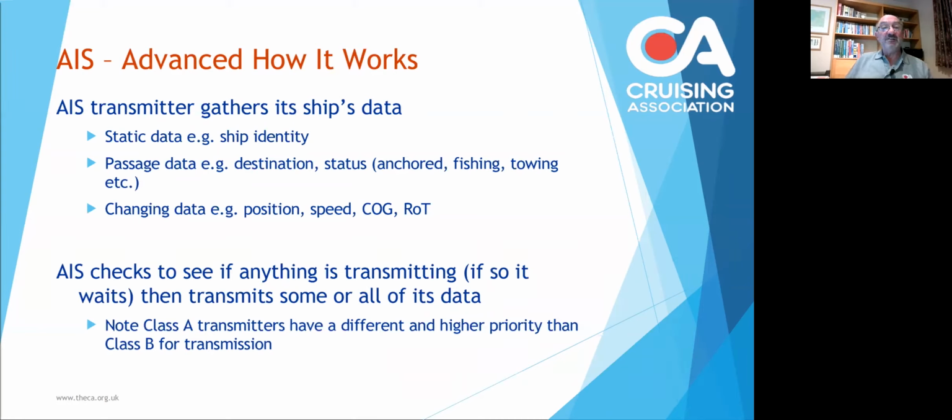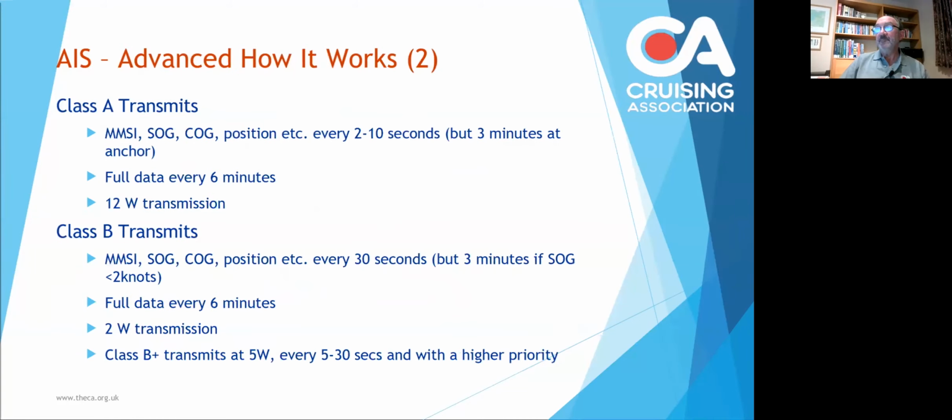Note here that Class A transmitters have a higher priority than Class B for transmitting. So Class A transmits the changing information, which is the speed over ground, course over ground, position, etc., between every 2 and 10 seconds. But it only does it every 3 minutes if it's at anchor. And it sends the full data, which includes the name of the vessel, for example, every 6 minutes, and it transmits it at 12 watts.